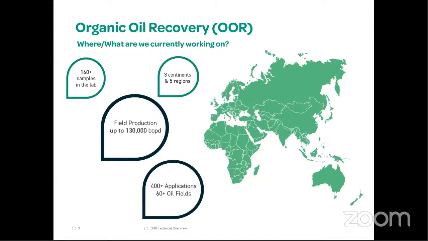Currently we are very busy in 3 continents, 5 regions: Middle East, US, Canada, Australia, Malaysia, and Pakistan. And we have 160 plus samples in the lab. Our lab is based in California, and we are undertaking field production from 600 to 130,000 barrels per day. So it's from small field to big field and everything in between. And we successfully completed 400 plus applications with 60 plus oil fields around the world.